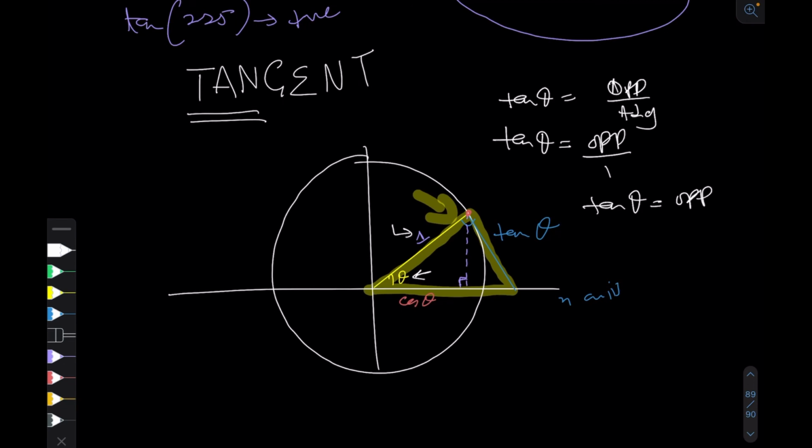And this is what I had claimed. Tan theta is this side, right? So if you're looking at this triangle, this is 90 degrees, this is theta, and this is the opposite side. So tan theta is actually this length over here, right over here.